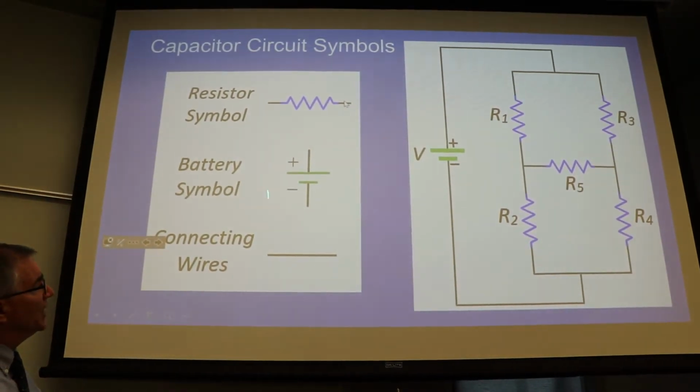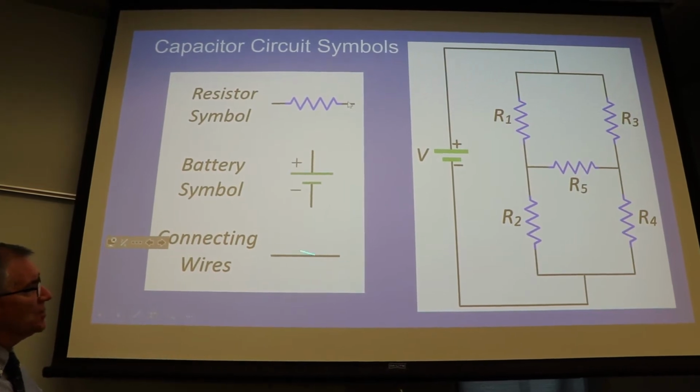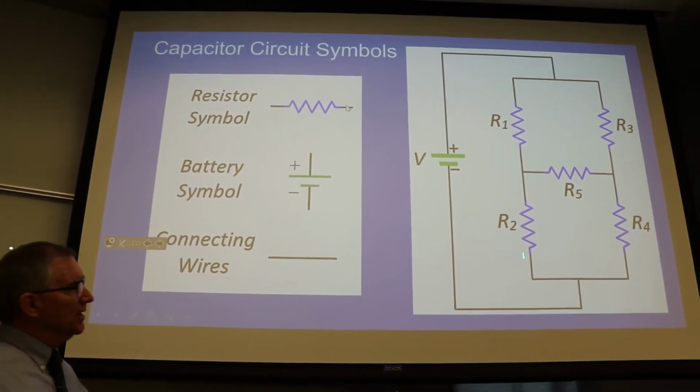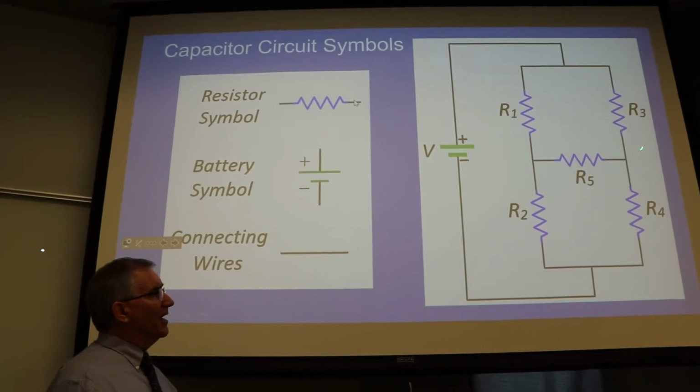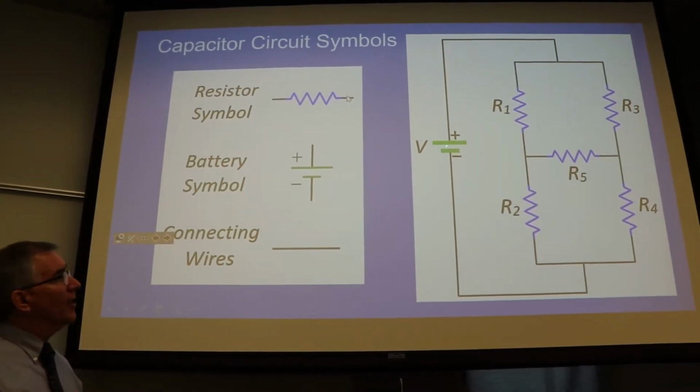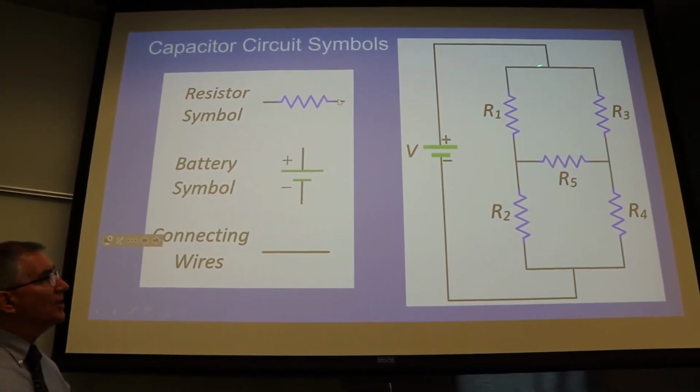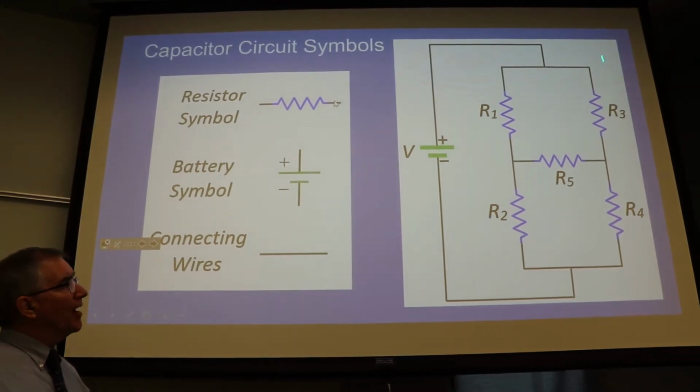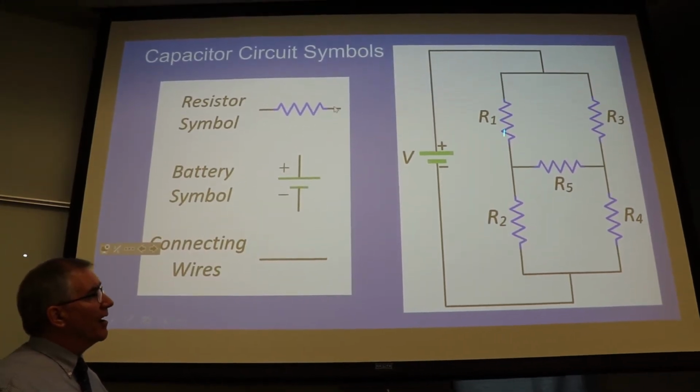Here's the battery symbol again, and these are the connecting wires. Whenever you see black lines, those are your leads that are connecting everything together. Okay? And we're going to come out of the battery here, go up here, and split. You're going to split up here to R3 and over here to R1.